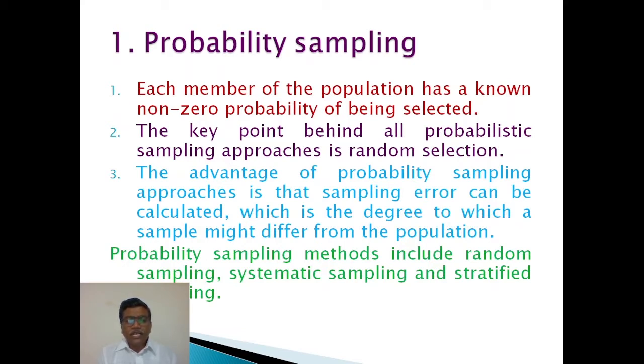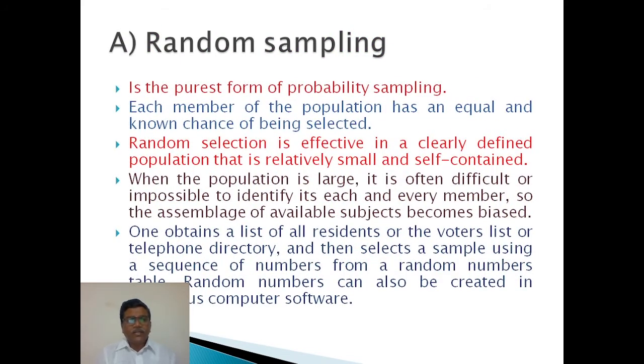Probability sampling methods include random sampling, systematic sampling, and stratified sampling. Let us take random sampling. It is the purest form of probability sampling. Each member of the population has an equal and known chance of being selected. Random selection is effective in a clearly defined population that is relatively small and self-contained.